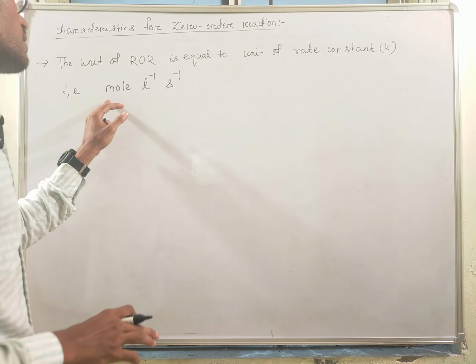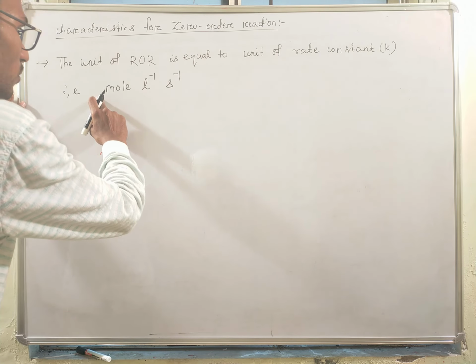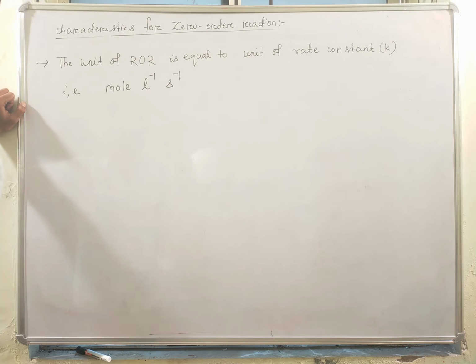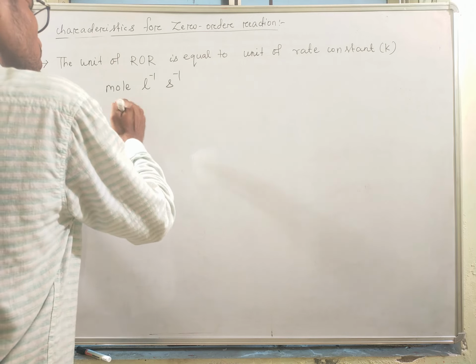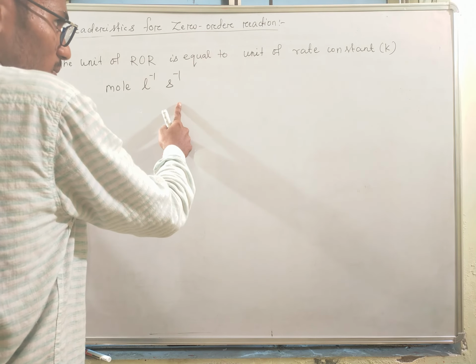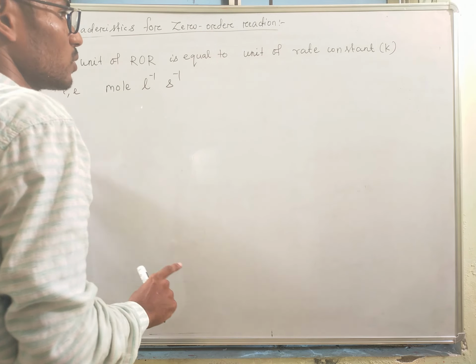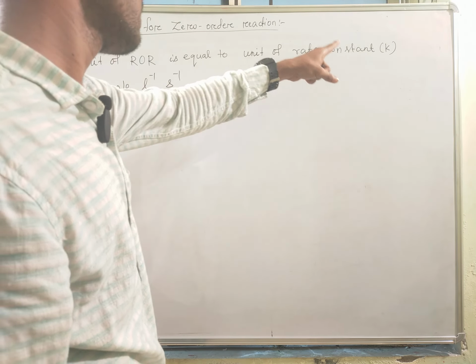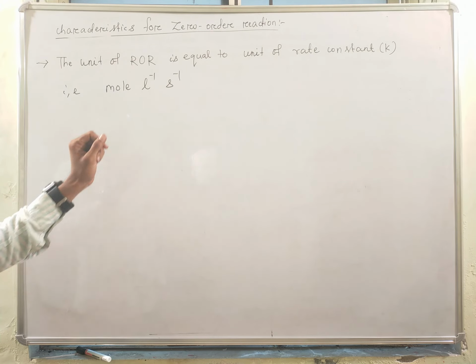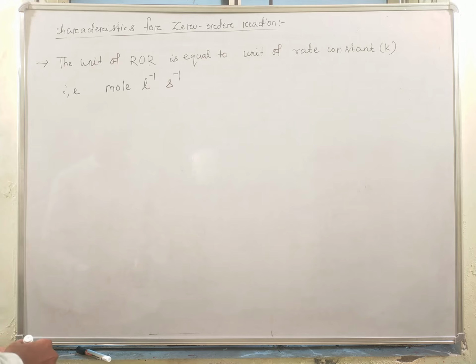We know the unit of rate of reaction for any reaction is mole liter inverse second inverse. For a zero order reaction, the unit of rate of reaction is mole liter inverse second inverse, and the unit of rate constant is also mole liter inverse second inverse. Only for zero order reaction the unit of rate constant will be the unit of rate of reaction, that is mole liter inverse second inverse.